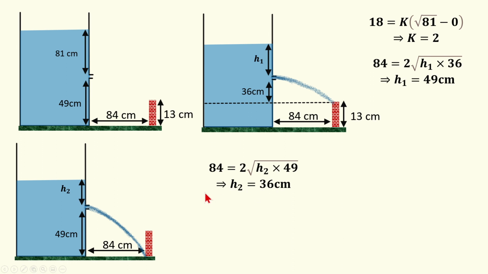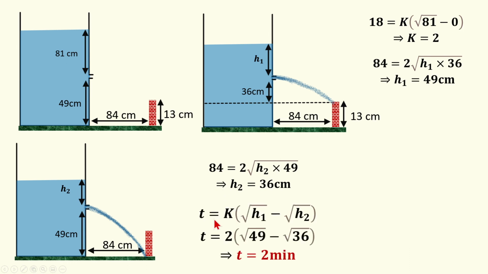Now we have to determine the time duration between this event and this event, and during that the water level above this orifice level has decreased from 49 centimeter to 36 centimeter. So we can use the value of h1 as 49, h2 as 36, and just use the formula, that is t equal to k times root of h1 minus root of h2. And now this question becomes very simple here. So the time comes out to be equal to 2 minutes, considering this time was actually 18 minutes.